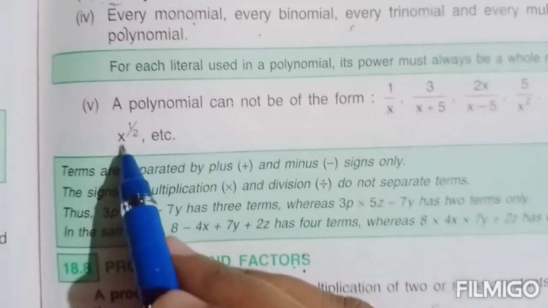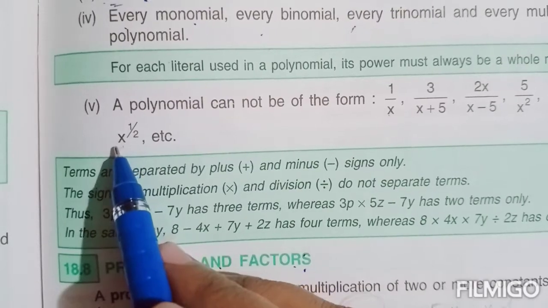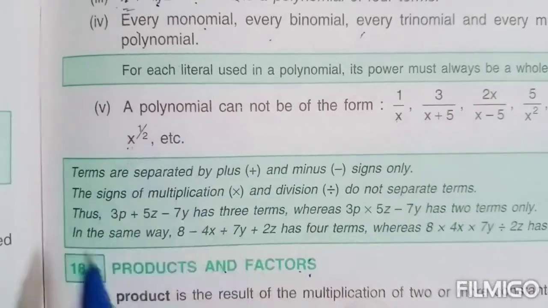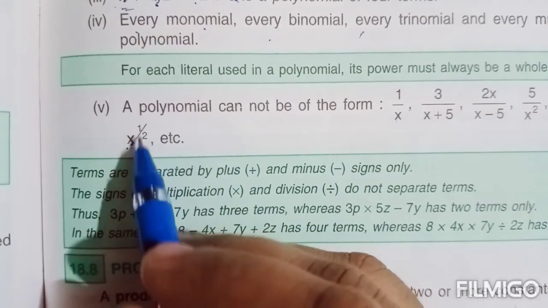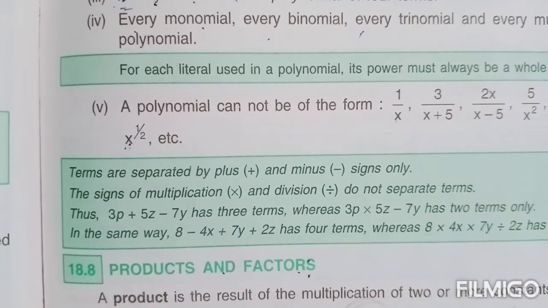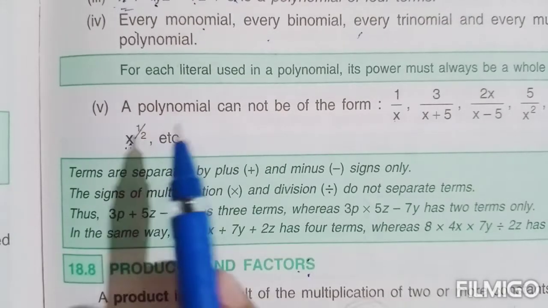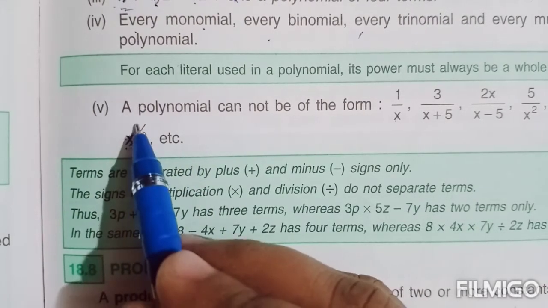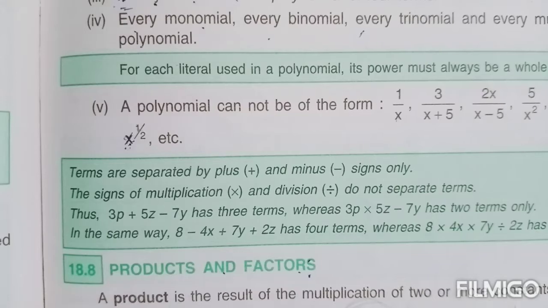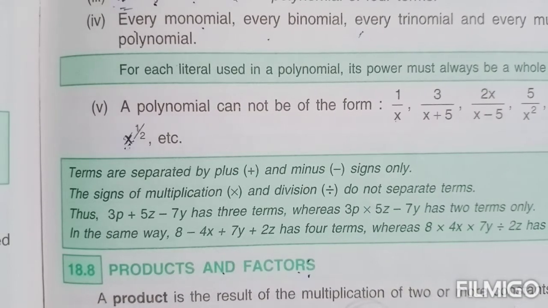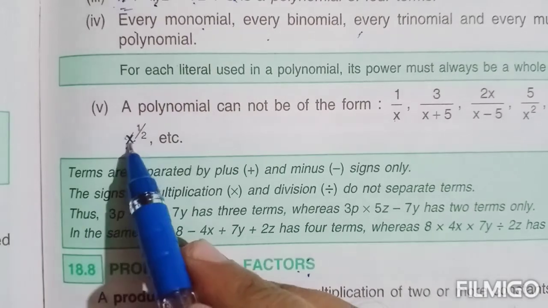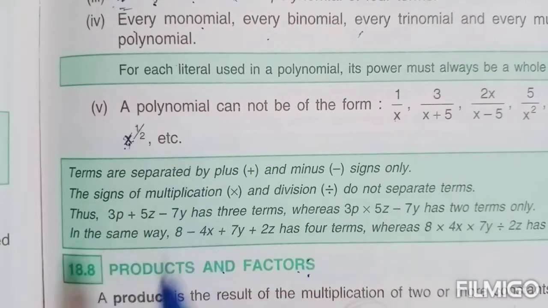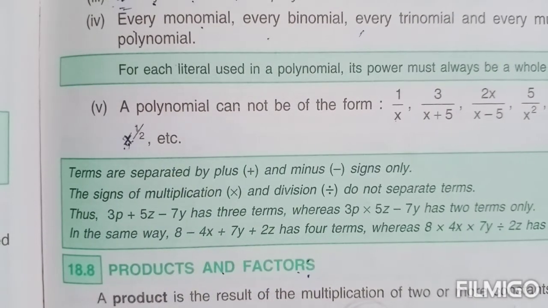Now here in this example you can see x raised to 1 by 2. If x is raised to a natural number, it is a polynomial; otherwise it is not a polynomial. If x is raised to a natural number, natural numbers start from 1, 2, 3, 4, 5 etcetera, then it is a polynomial. But if x is raised to a fractional number, then it is not a polynomial.